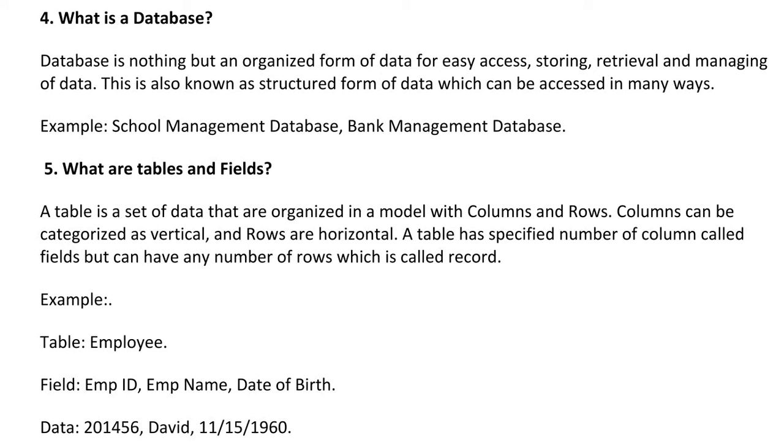Next question is, what are tables and fields? A table is a set of data that is organized in a model with columns and rows. Columns are vertical and rows are horizontal. A table has a specified number of columns called fields but can have any number of rows, which are called records.